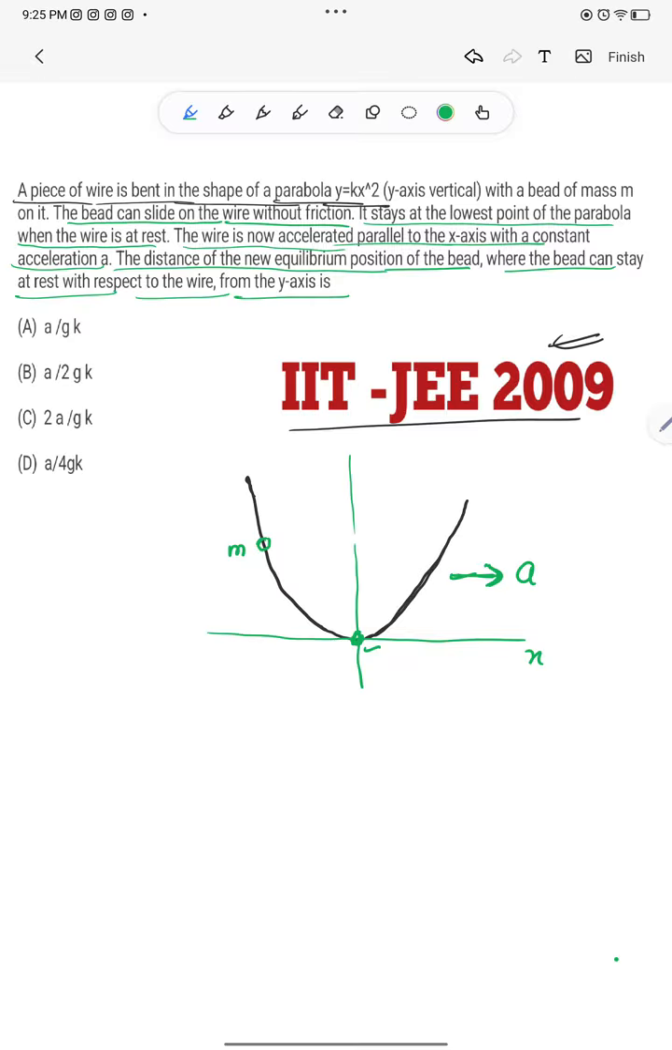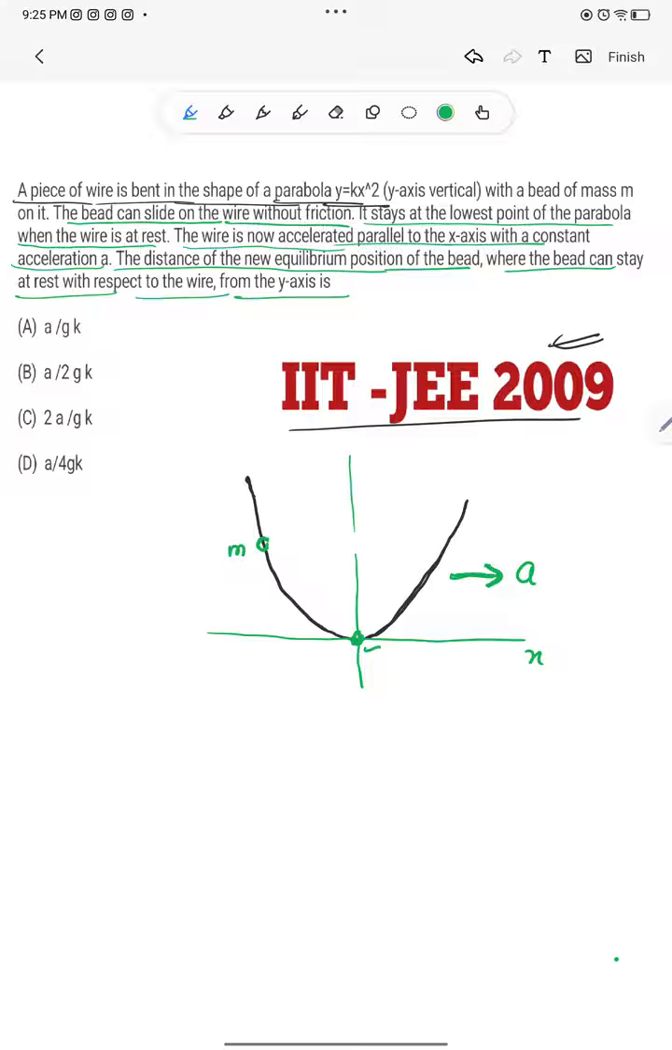So when the wire moves along the x-axis with acceleration a, let's say its new equilibrium position will be at this point. We have to calculate the value of x, that means the distance from the y-axis. This is the value we have to calculate. So how can we calculate this value? Let's see.